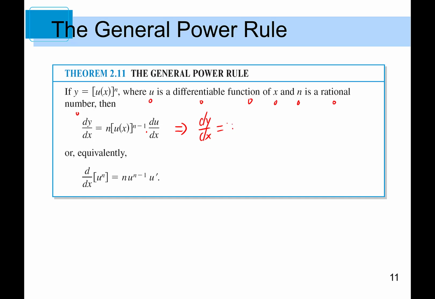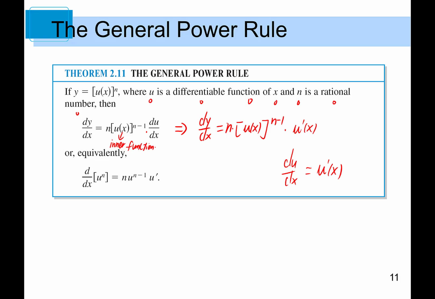So another way of writing this is dy over dx equals n times u of x to the n minus 1 power. Then du over dx is actually u prime of x, because du over dx equals u prime of x. So you differentiate the function u of x to the n using the power rule, and after that you multiply by the derivative of the inner function.